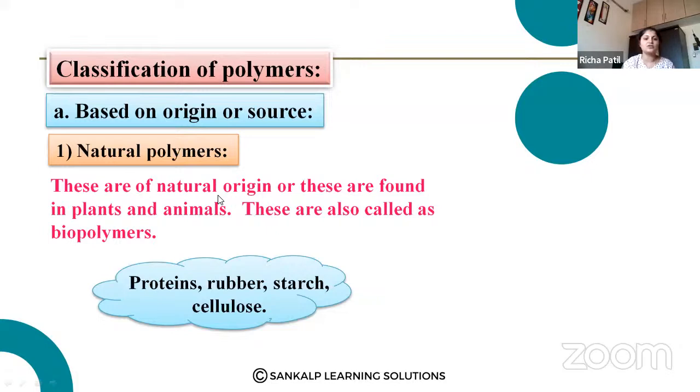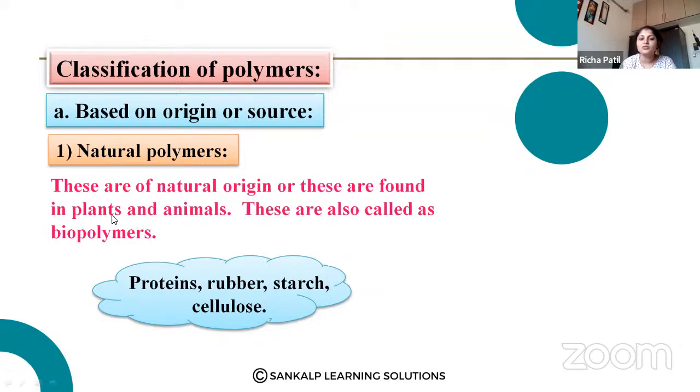Okay, so what is the natural source? That is plants and animals. These are the natural sources from where you can obtain natural polymers. These are also called biopolymers. So what are the examples? Proteins, rubber, starch, cellulose. Okay, these are the examples.